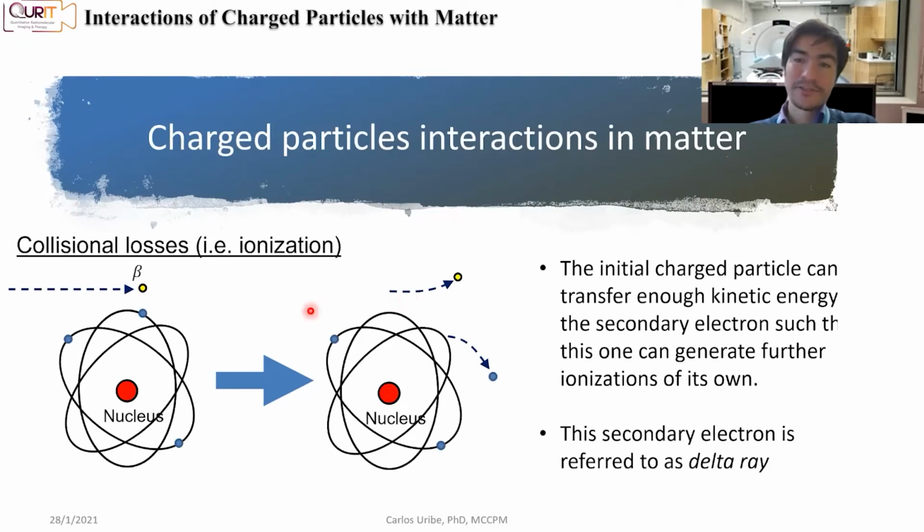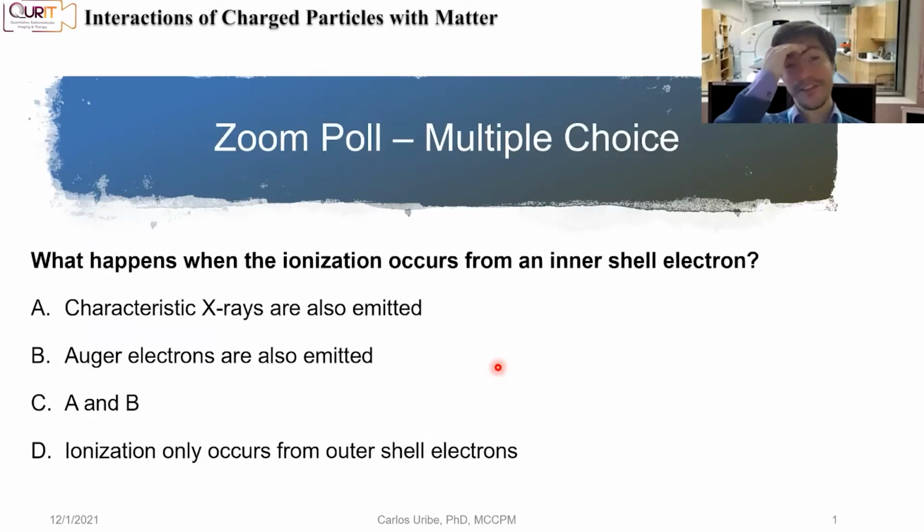So that initial charged particle can transfer enough kinetic energy to the secondary electron, like this one. The initial particle knocked out an electron. This electron can have a lot of kinetic energy, such that it can go and do something similar to what just happened here in other atoms. When we have those scenarios, we call this an electron that has enough energy to cause other ionizations. We refer to those as a delta ray. So a delta ray is an electron with enough energy.